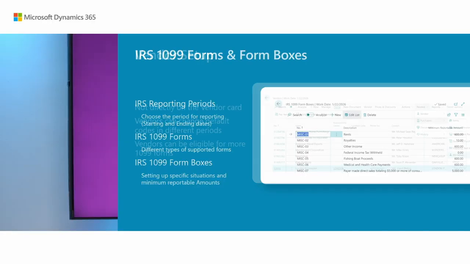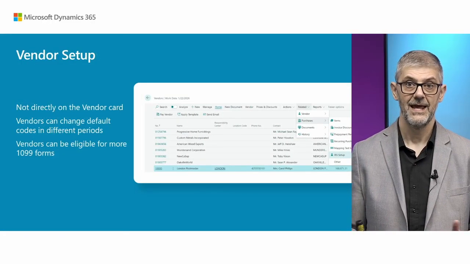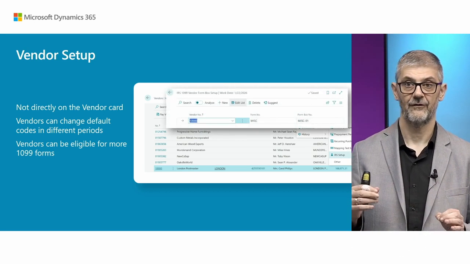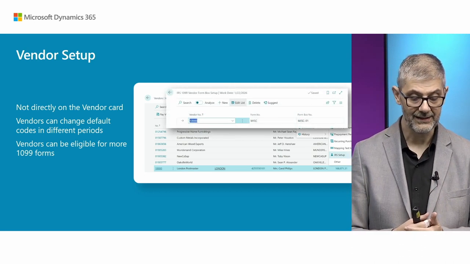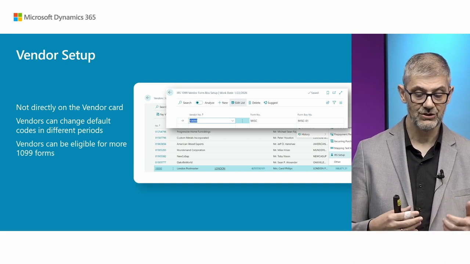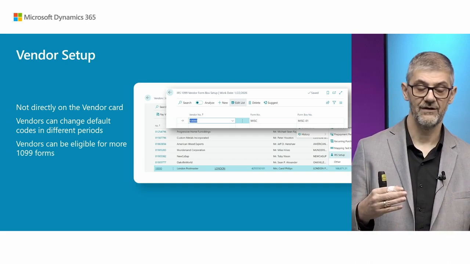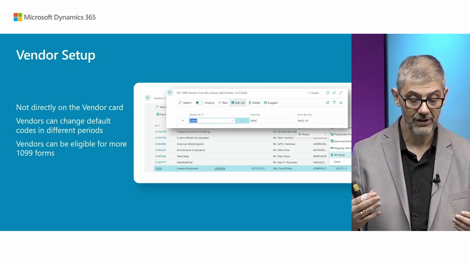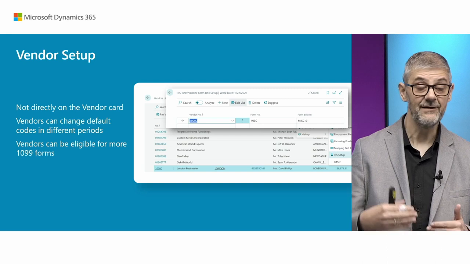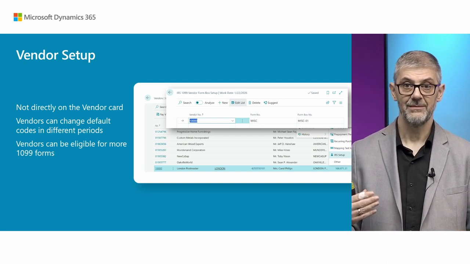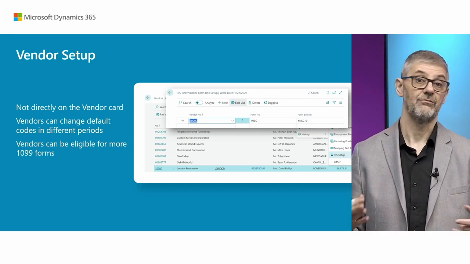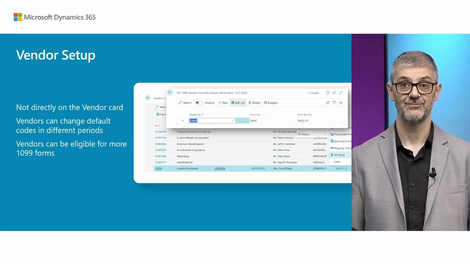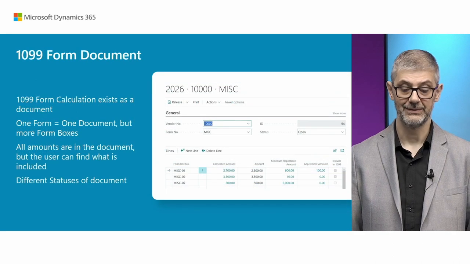amounts. Next, you need to configure vendors. This time it will not be directly a vendor card. You have IRS setup for vendors. So when you run IRS setup, you can change your default codes. You can use different 1099 codes. And in different periods, a vendor can be eligible for different 1099 codes. Okay, only one can be default, but you will have much more space, much more options using this setup.